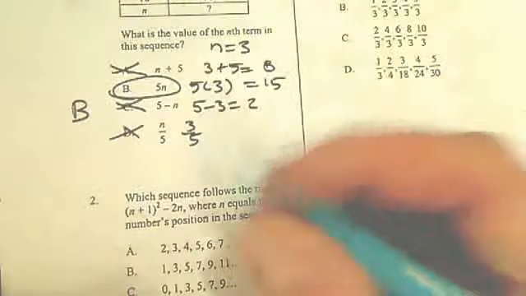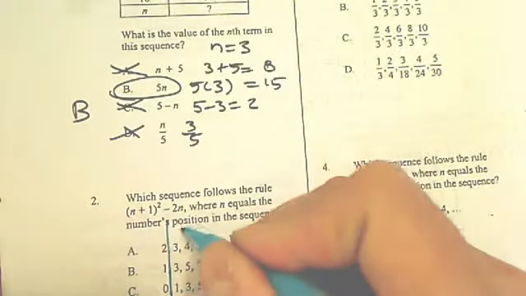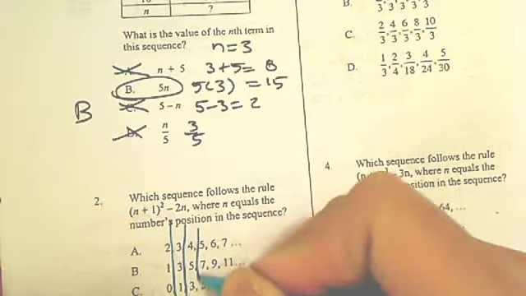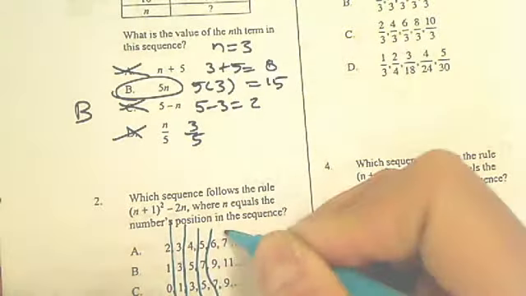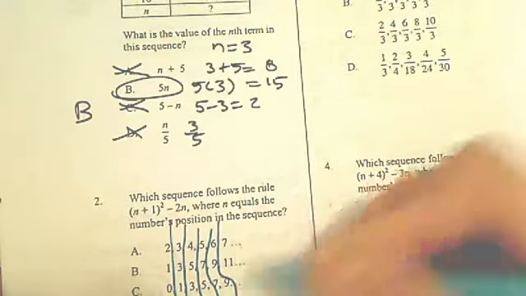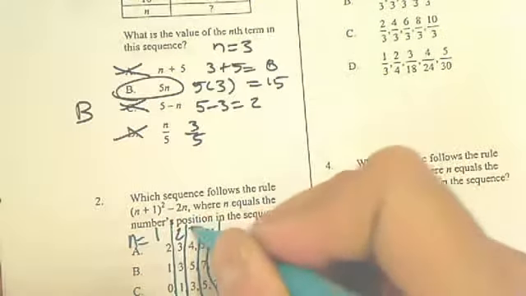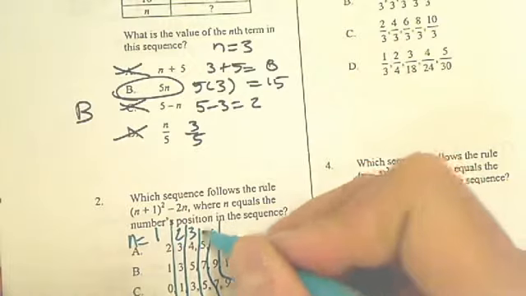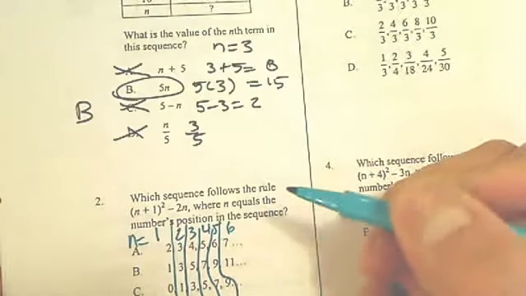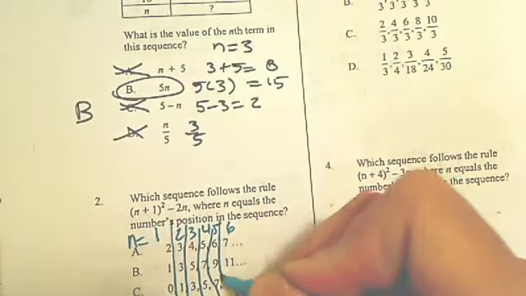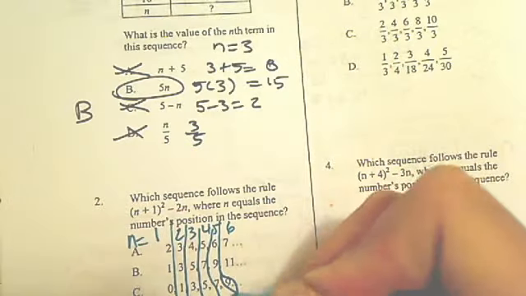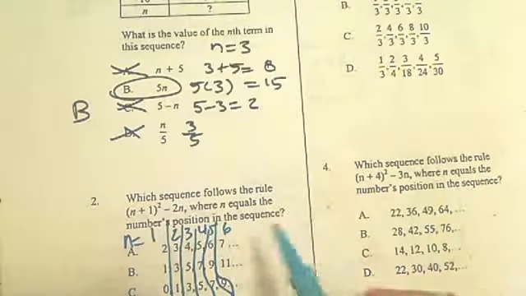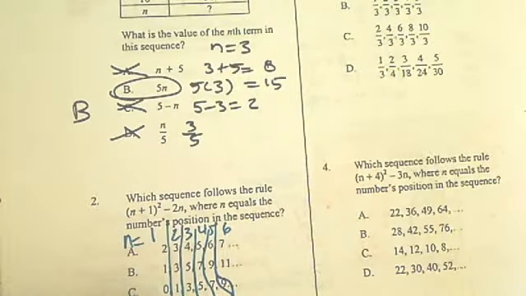Number 2, make your column. Stop doing that with the chair. Number 2, separate them out. Separate them out here. N equals 1, 2, 3, 4, 5, 6. Did it really? Oh, my bad. Oh, did it? Okay. What happened?